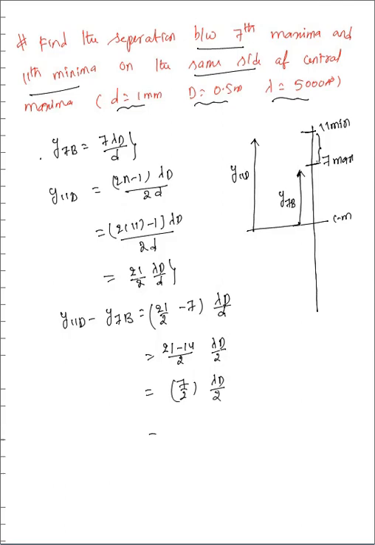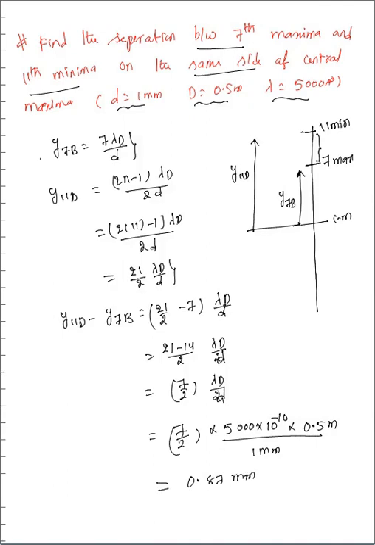Let me substitute the values given here. 7 by 2 into lambda, which is 5000 angstroms, 5000 into 10 raised to minus 10, into capital D, which is 0.5 meters, divided by small d, which is 1 millimeter. After substitution, these values come out to be 0.87 millimeters. Here they told us the same side of the central maximum.